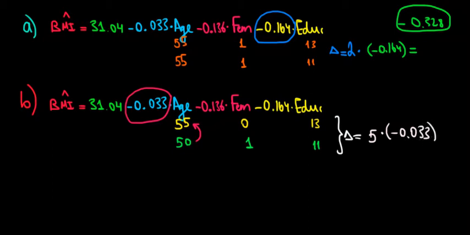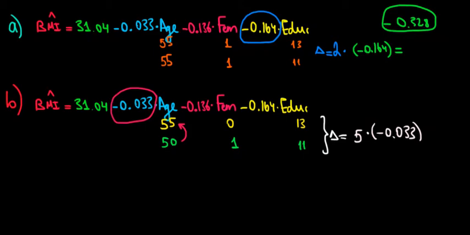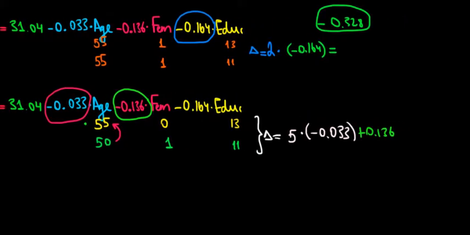Now we're going to the difference that happens in BMI due to gender, so the man versus the woman. When we have a female, the BMI tends to be lower, and since the first person is a man, his BMI is going to be 0.136 units higher than the woman we're comparing with. So since a woman will have 0.136 lower, a man will have 0.136 higher. So here we're going to have plus 0.136.